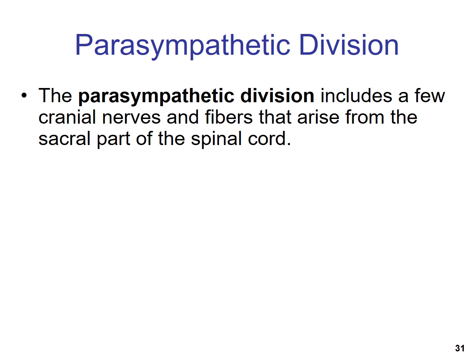So the parasympathetic division comes from some nerves that come straight out of the brain, so some of the cranial nerves, and some fibers coming from the sacral part of the spinal cord. So you know where the sacrum is. It's that portion of the vertebra that's at the very bottom, those fused vertebrae.